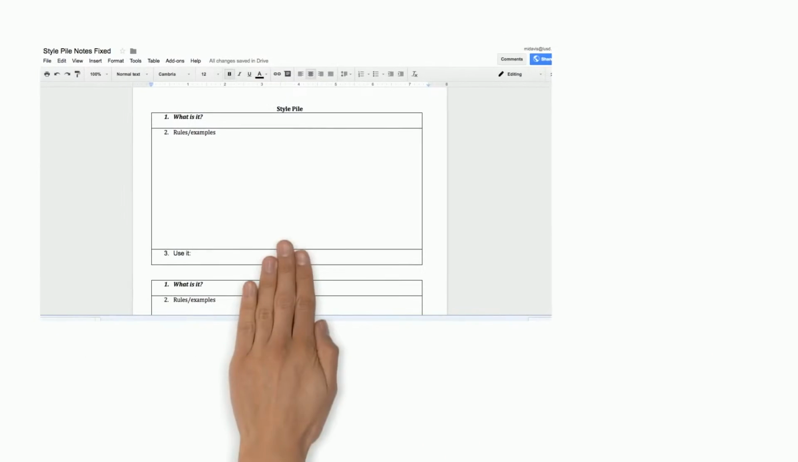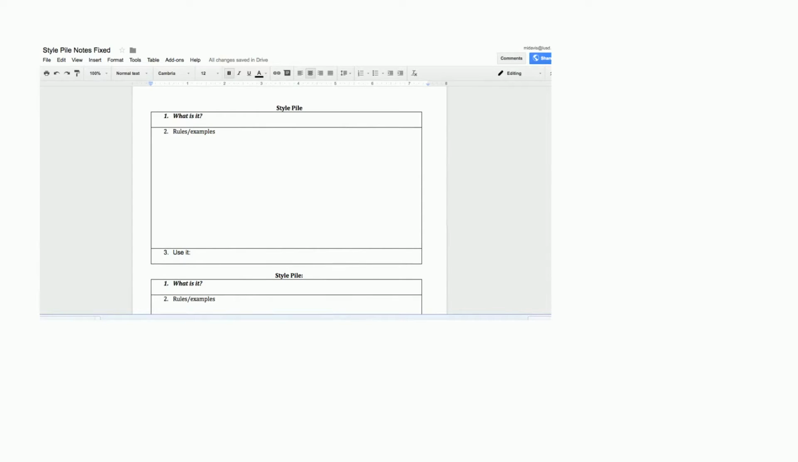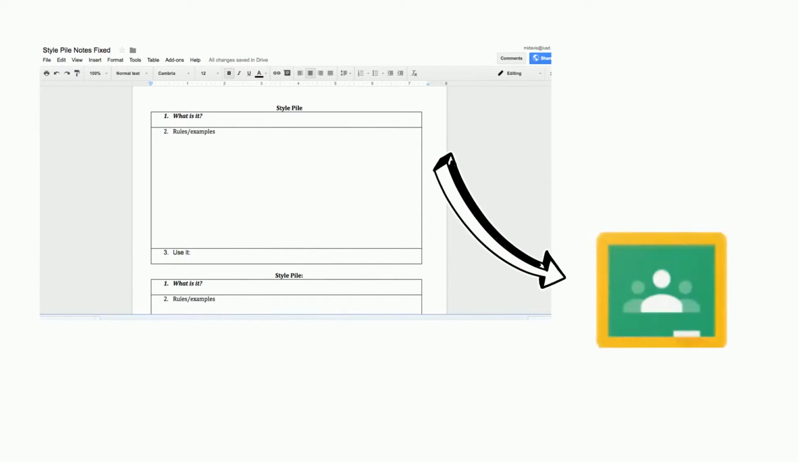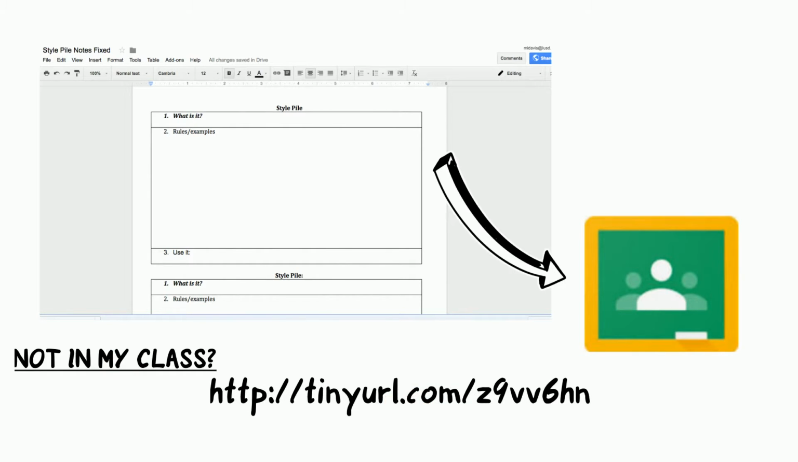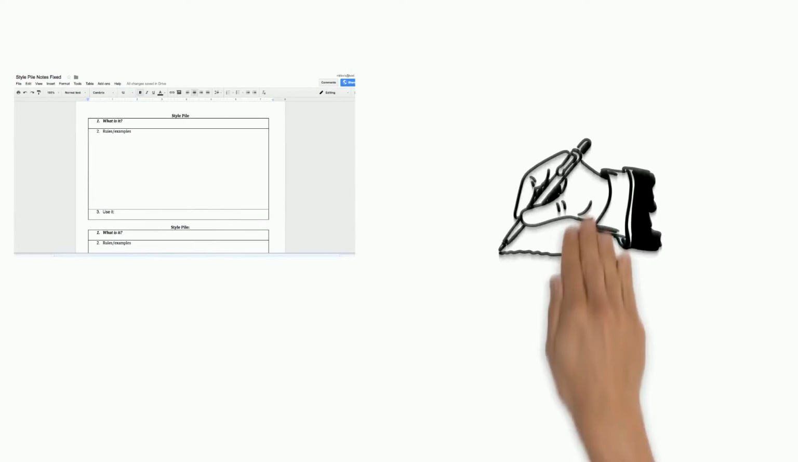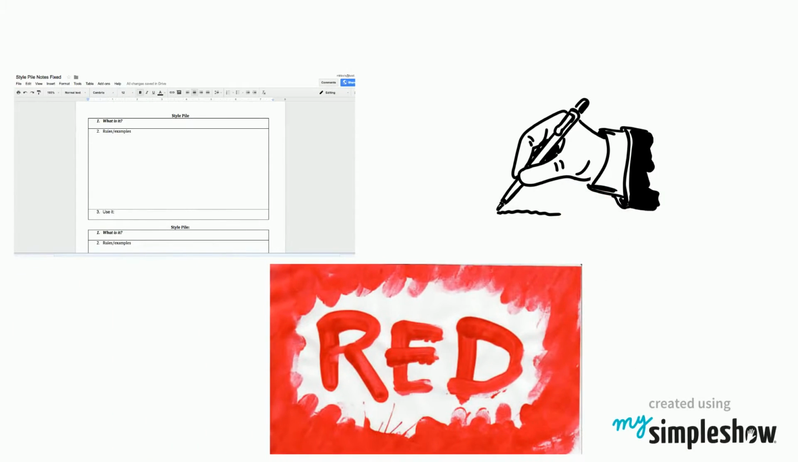Okay, here's how it works. Open up the notes. If you are in my class, you should have a digital copy in Google Classroom. If not, go to the URL and make a copy for yourself. Watch the lesson while filling in your notes. Only copy the parts in red font.